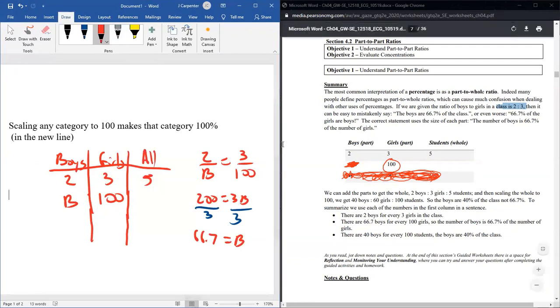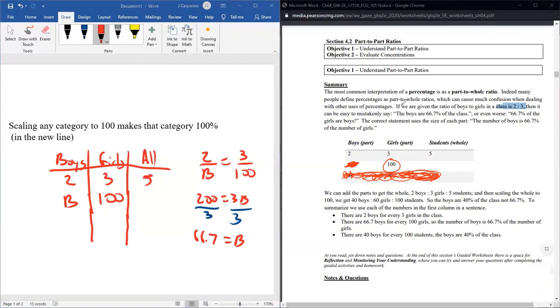So this is where the misstatements come in. Someone might say the boys are 66.7% of the class because, oh, we scaled something to 100. So now we're thinking of this as a percentage. So the boys, since that was 66.7, we say the boys make up 66.7% of the class. And that is completely false because we're not comparing the boys to the class. The class was here. We didn't use that. We were comparing the boys to the girls.